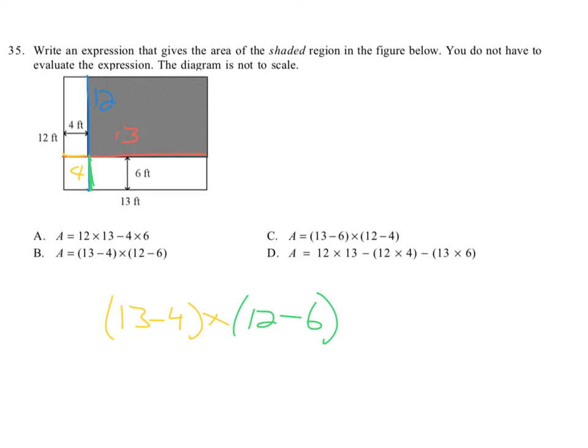So we're going to get then the area is going to be equal to that whole 13 feet, back off by 4, 13 take away 4, times this whole length of 12, back off by 6, 12 minus 6. 13 minus 4 in parentheses, times 12 minus 6 in parentheses. And as you can see, that's B.